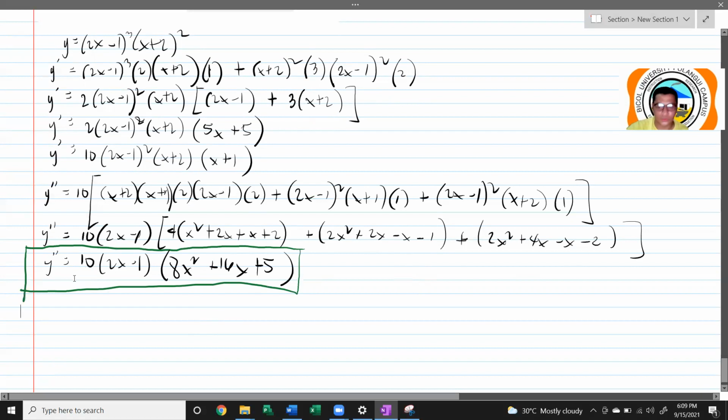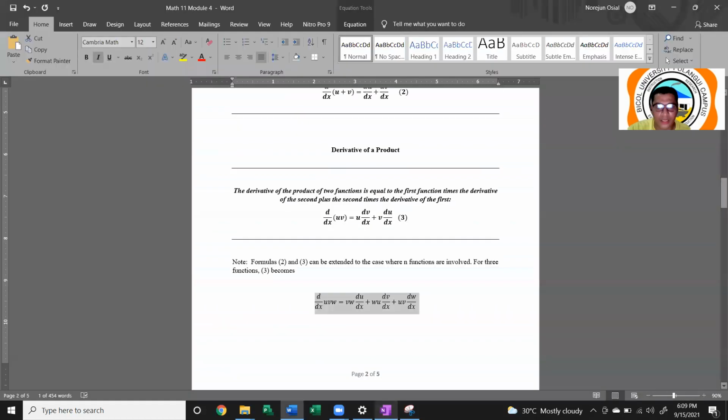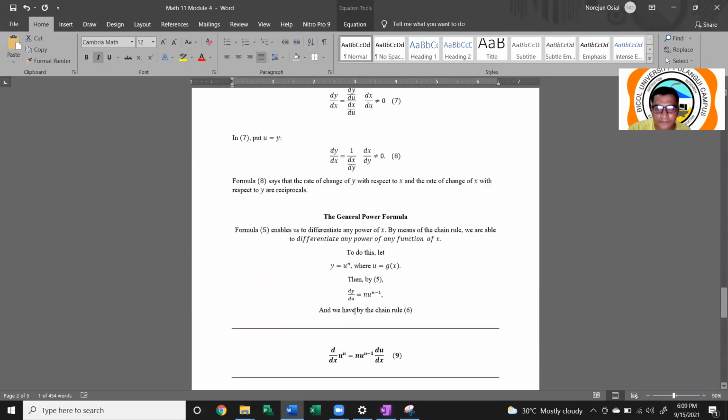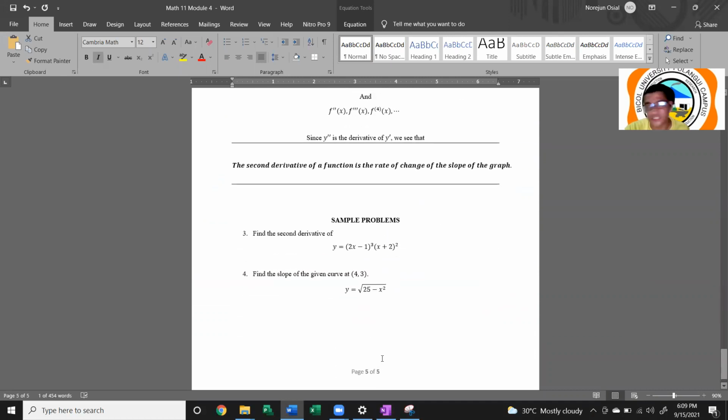Now let's move on to the next problem. So what is our next problem? We have: find the slope of the curve at (4, 3).